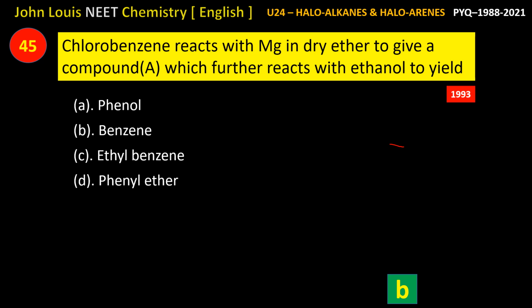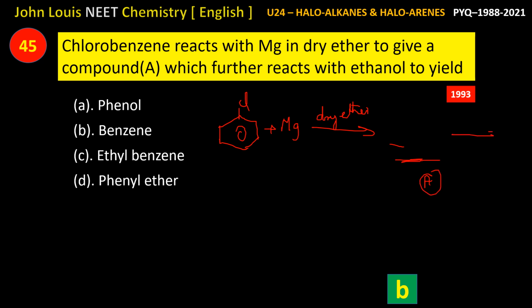Chlorobenzene reacts with magnesium in dry ether to give a compound A, which further reacts with ethanol to yield the given products. See, first chlorobenzene reacts with magnesium in the presence of dry ether. Just now we had seen in the previous question, Grignard reagent will form. This is compound A, which further reacts with ethanol to yield what? Let us consider this as compound B. They are asking what is compound B. So we will work it out here.